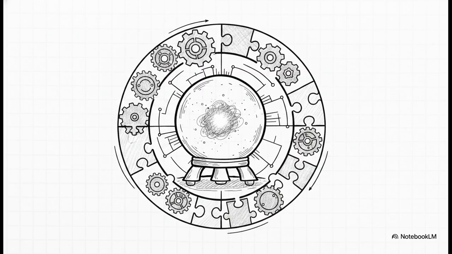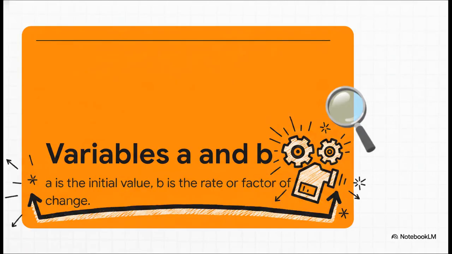And the y is your final result, your answer to the big question of what happens next. But the real magic, the core of the formula, happens with a and b. Think of a as your solid starting line. It's the initial value, the exact amount you begin with before anything changes at all. Meanwhile, b is your engine of change. That b dictates exactly how fast things are moving, multiplying, or shrinking over each of those time intervals.